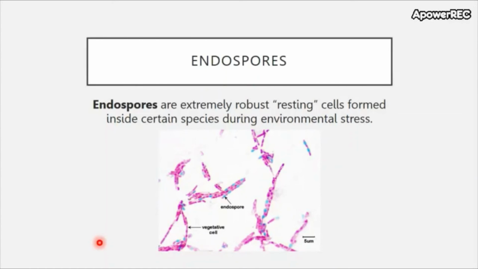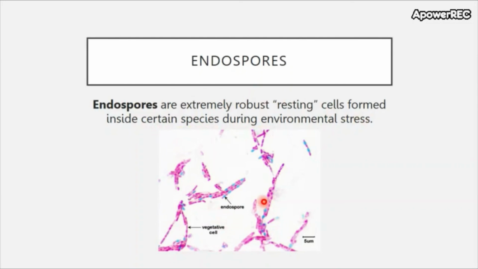Next up are endospores. Endospores are a type of cell. They're not just a matter of what's going on with the cell wall, but a change in the structure and nature of a cell entirely. So these are extremely robust resting cells, and they are formed inside certain species during environmental stresses.